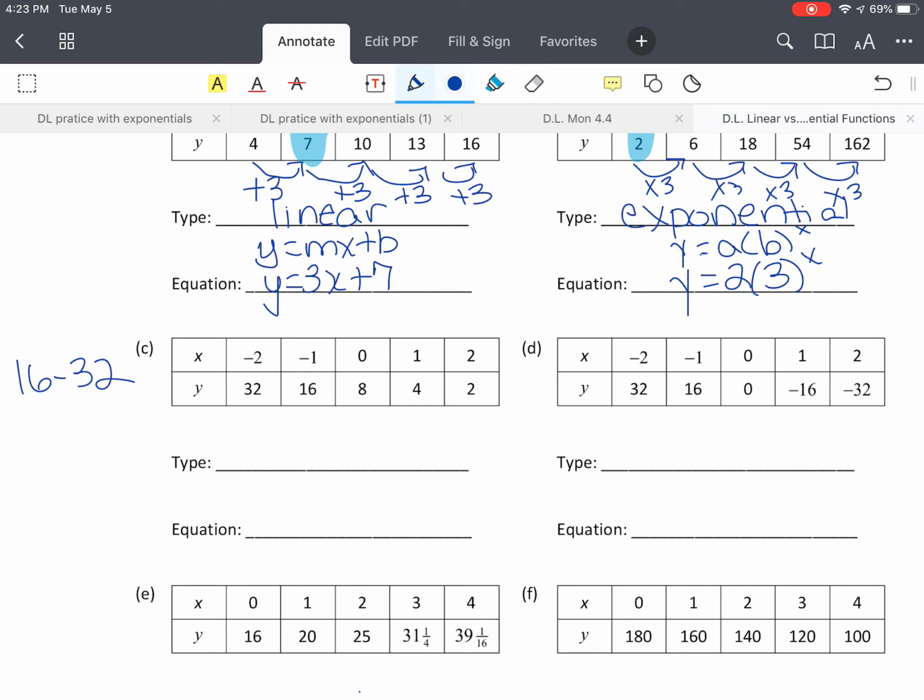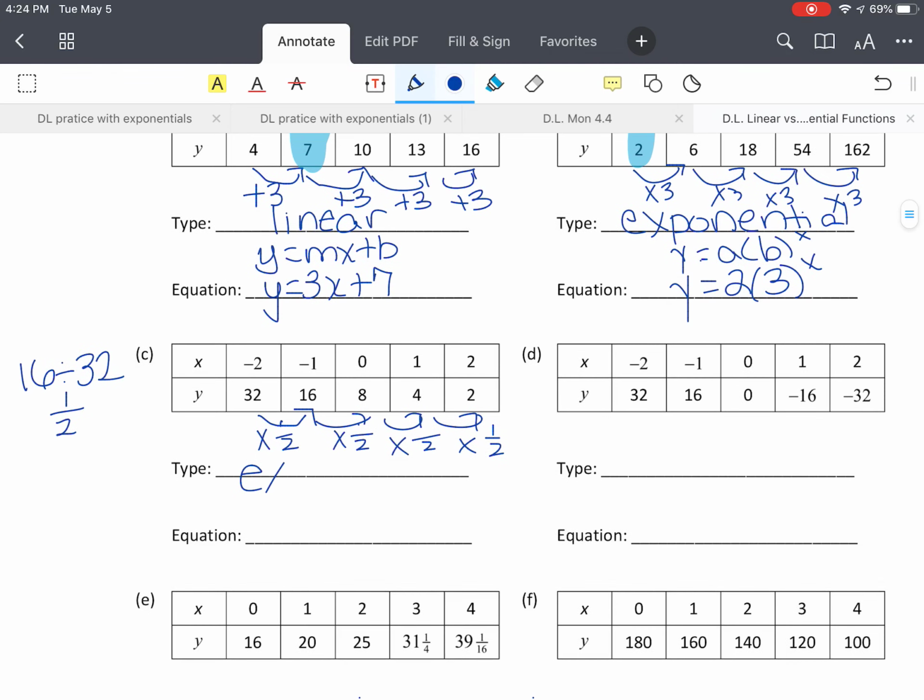So then hopefully it's exponential. 32 times what is 16? If you remember this from the first few days we did this, if we're not sure 32 times what is 16, we can work backwards. 16 divided by 32 gives me a half. So 32 times a half is 16. Is 16 times a half 8? Yeah, it sure is. Is 8 times 1/2 4? Yep. Is 4 times 1/2 2? Yes, it is. So this means it is exponential because I'm multiplying by the same thing every time.